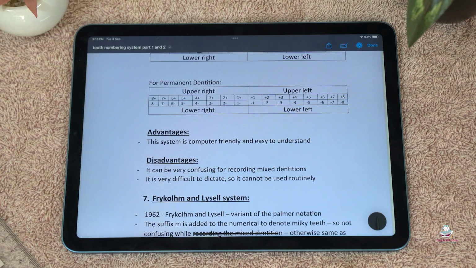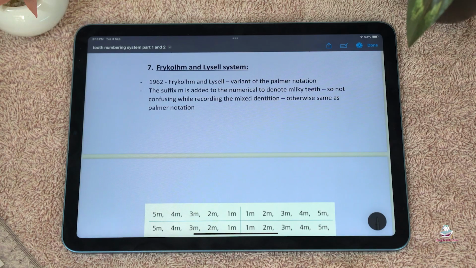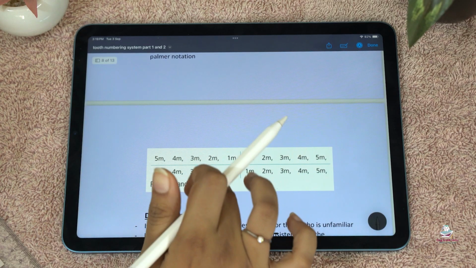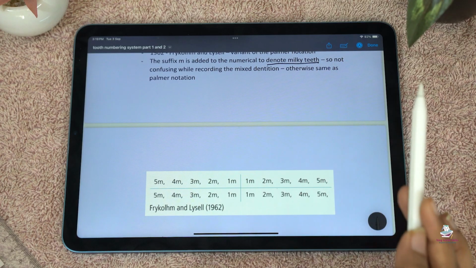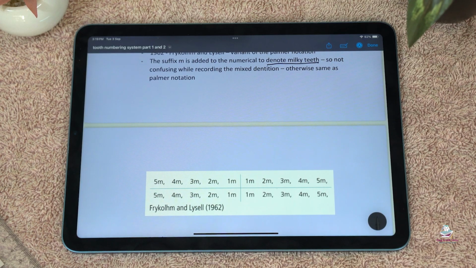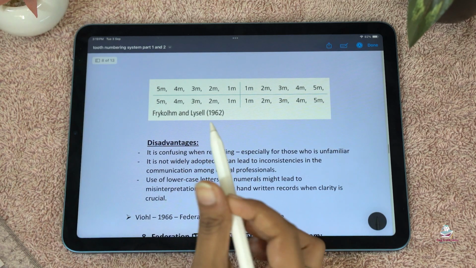Then Fricolm and Lysel in 1962 invented another notation, which is a variant of the Palmer notation. They use the suffix m. They add the suffix m to denote the milk teeth, so it is not confusing while recording the mixed dentition; otherwise it is the same as the Palmer notation, so they add the suffix m.